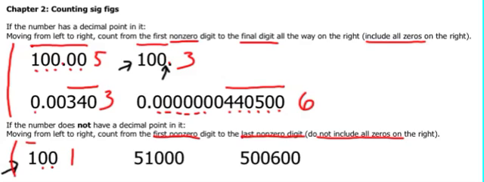The next example, the first non-zero digit is the 5. The 1 is also a non-zero digit. Then I'm getting zeros. I don't count them because there is no decimal point in this number. Therefore, this has 2 sig figs. And finally, the last example, the first non-zero digit is a 5, and then I have to end at the last non-zero digit, which is the 6. So I have 1, 2, 3, 4 sig figs in that number.